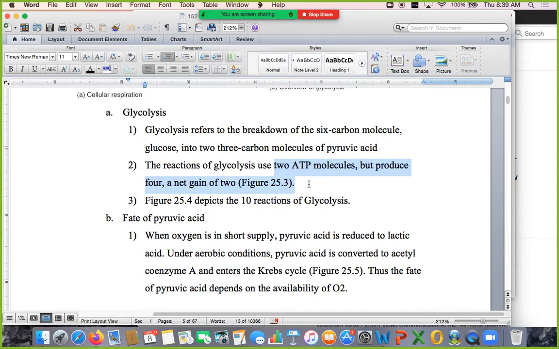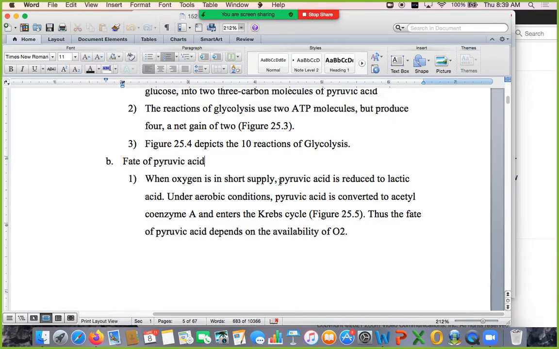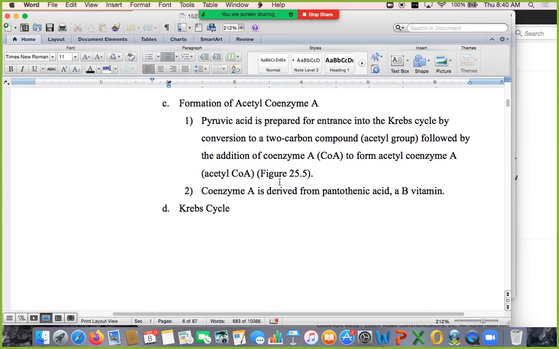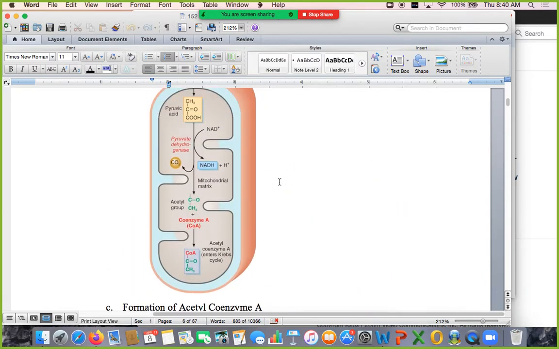All right, so we gain 2 here, which is small change compared to what we're going to get once we send that pyruvic acid into the mitochondria. And again, that only happens when we have oxygen. So as oxygen is in short supply, pyruvic acid is going to become lactic acid, which again is what builds up in your muscles and gives you that Charlie horse feeling. So normally, however, it's going to have oxygen, which means it's going to get popped into the mitochondria and enter into the Krebs cycle. First, it gets converted into acetyl coenzyme A, and once it's in the Krebs cycle, it's going to then create a lot more energy. So first, you have the formation of acetyl coenzyme A.